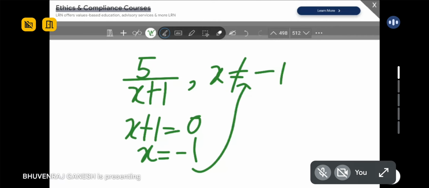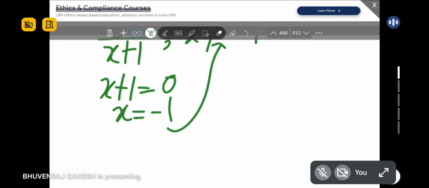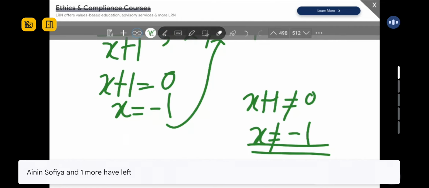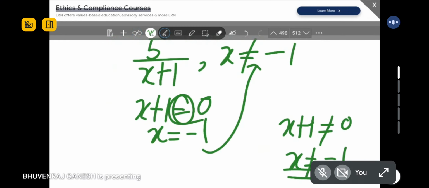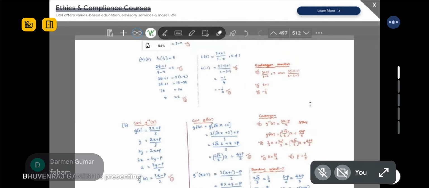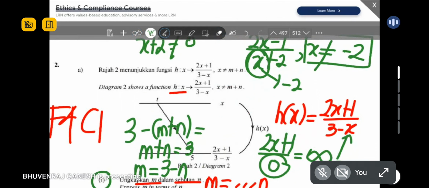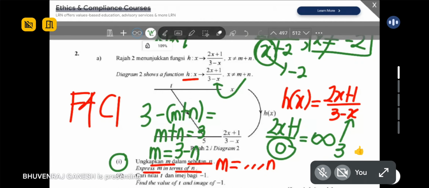I write equal to 0 because I want to solve, guys. If I write it like this, x plus 1 not equal to 0, so x not equal to -1, I cannot solve for my x value. That's why I need to put an equal sign. Saya perlu letak sama dengan. Understand or not? So that I can get a value. x is -1. Are you clear? So it's the same concept over here. You see x not equal to m plus n, so you just substitute the m plus n inside the x equal to 0. The whole thing: 3 minus (m plus n) equals 0. Can, guys? Boleh? Alright.